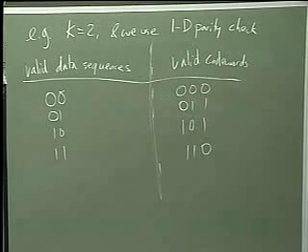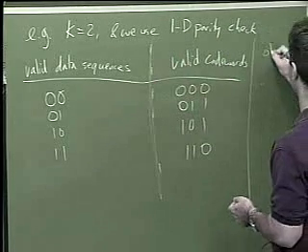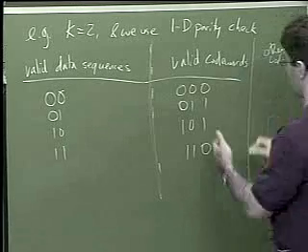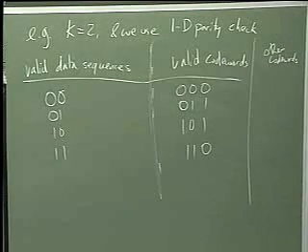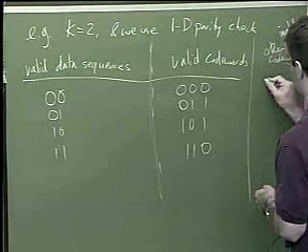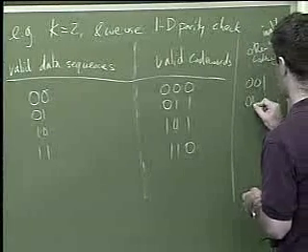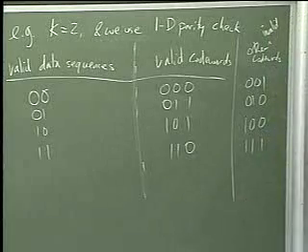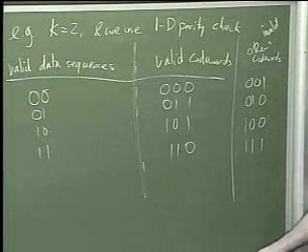Right? What are other code words? Well, in this case, I've got 4 invalid code words, right? So invalid: 0, 0, 1, 0, 1, 0, 1, 0, 0, 1, 1, 1. Those are the invalid code words.